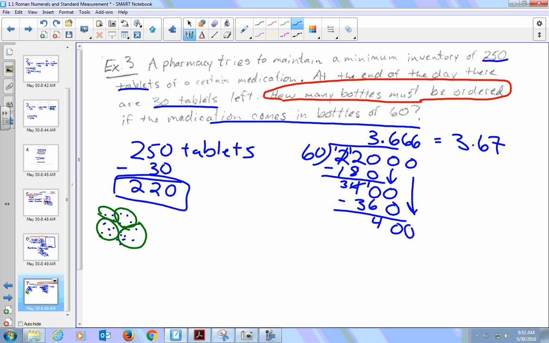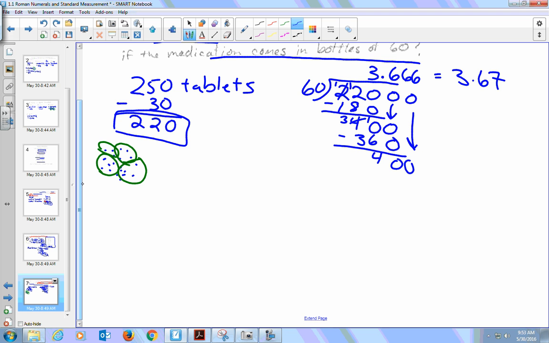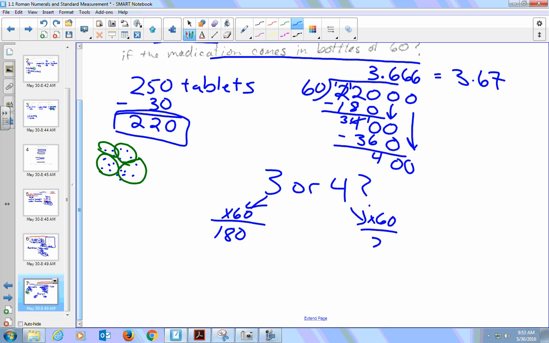So that's how many bottles we need, right? But the question is, do we want 3 or 4 bottles, right? Because you can't walk into a pharmacy and ask for 3.67 bottles of aspirin or something like that. Okay. Well, if we know each bottle has 60 tablets, 3 times 60 gives us 180. 4 times 60 gives us 240. So we know that we need 220 tablets. So the 3 doesn't meet our minimum requirement. The 4 would. So therefore, so you'll see these dots a lot, and this is how you should put your final answers. Therefore, 4 bottles must be ordered.